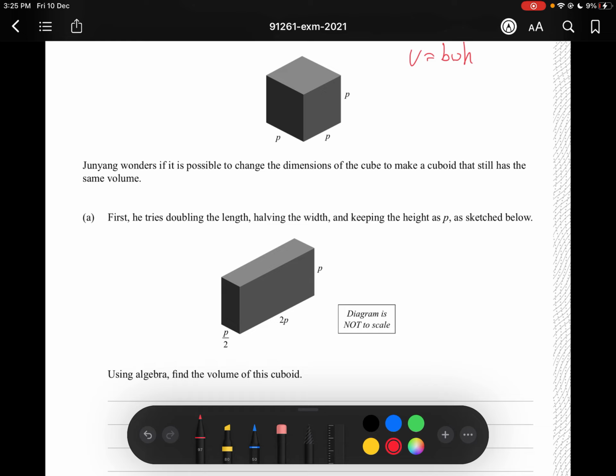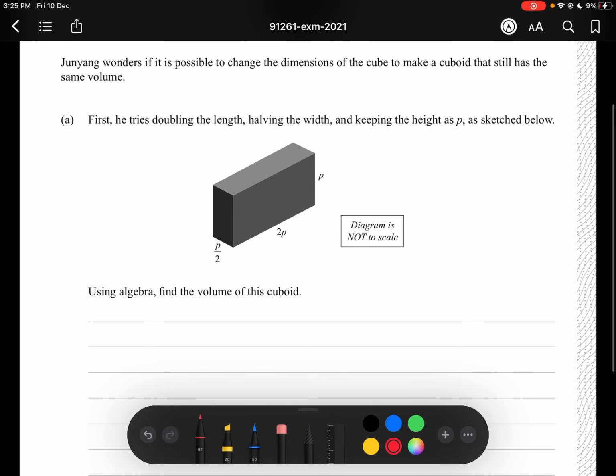So Jung Yang wonders if it's possible to change the dimensions of the cube to make a cuboid that still has the same volume. First, he tries doubling the length and halving the width, and keeping the height as p, sketched below. Using algebra, find the volume of this cuboid.